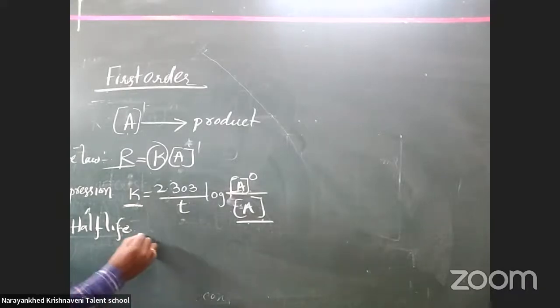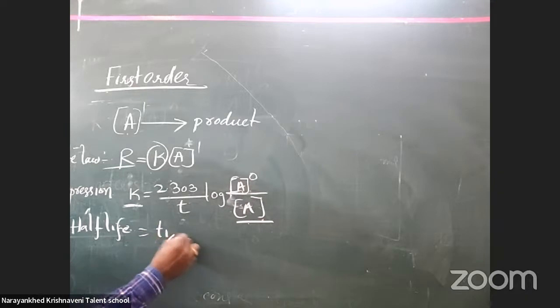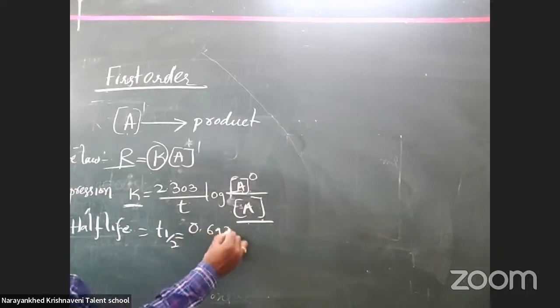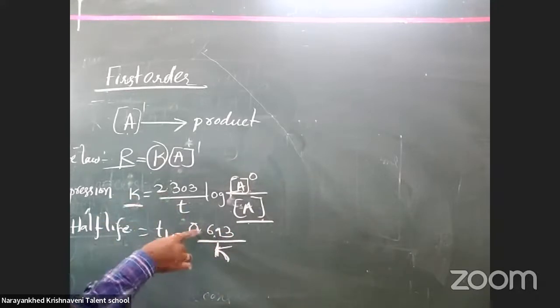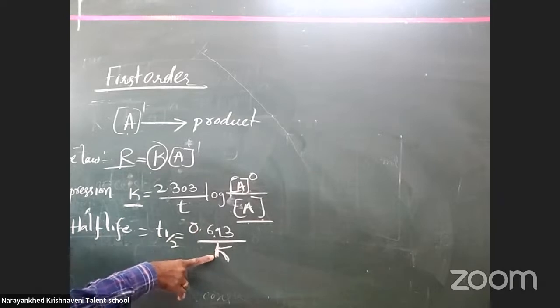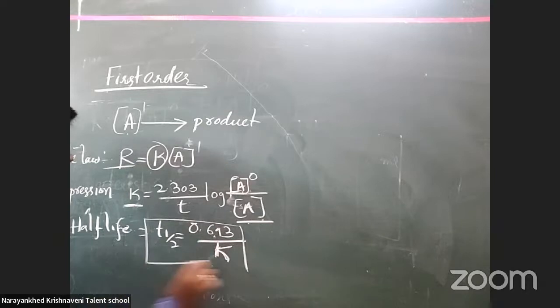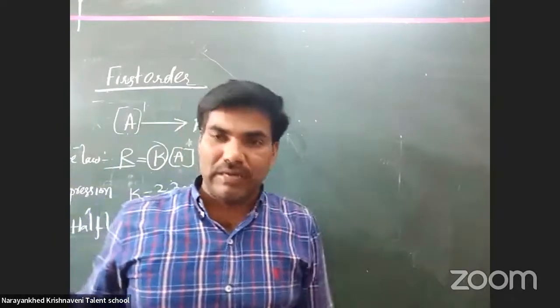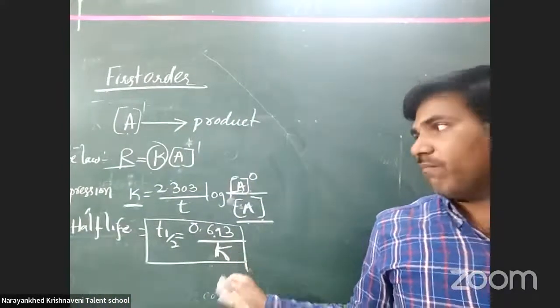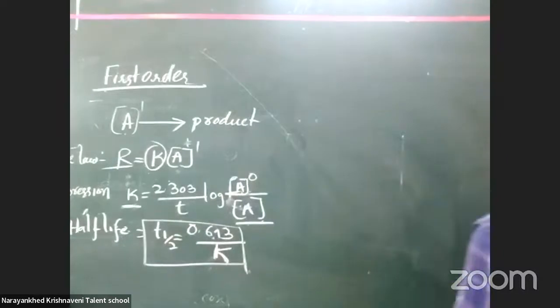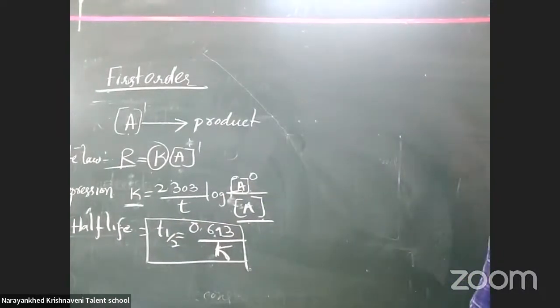That half time is directly written as t half equals 0.693 by K. Already we have the K value. When you know the K value, you get how much time is taken for half of a particular reaction to complete. Understood all of you? Please note all these three components for first order.